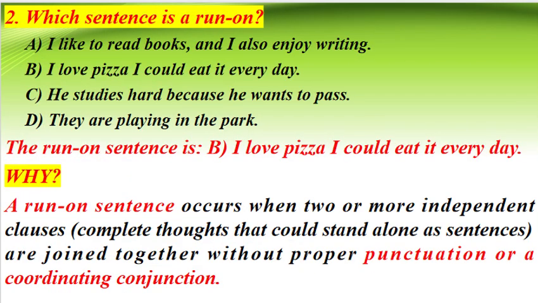2. Which sentence is a run-on? A. I like to read books, and I also enjoy writing. B. I love pizza. I could eat it every day. C. He studies hard because he wants to pass. D. They are playing in the park. The run-on sentence is B. "I love pizza. I could eat it every day." Why? A run-on sentence occurs when 2 or more independent clauses, complete thoughts that could stand alone as sentences, are joined together without proper punctuation or a coordinating conjunction.